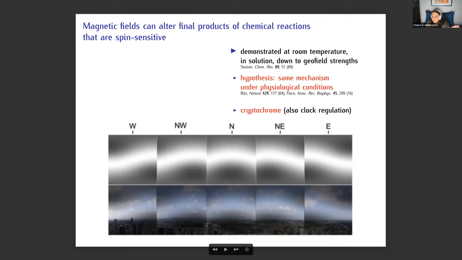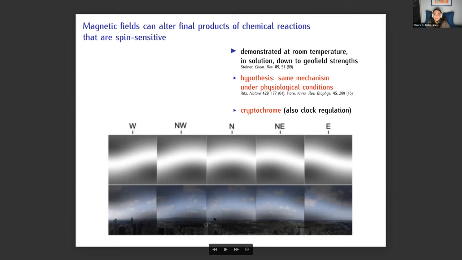If you travel to another time zone and you are jet lagged, sometimes people say that you should look at blue light, and this is not voodoo, that's real. This is because cryptochrome, for example, absorbs blue light, and this helps you regulate your circadian rhythm.